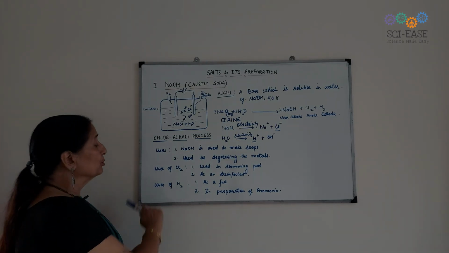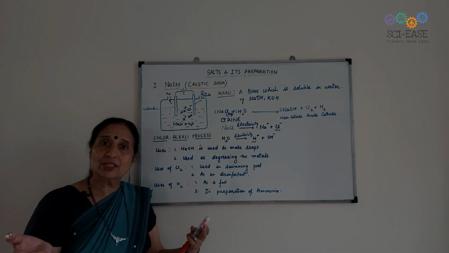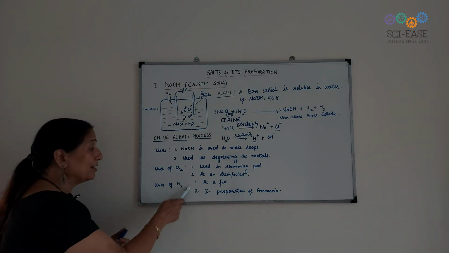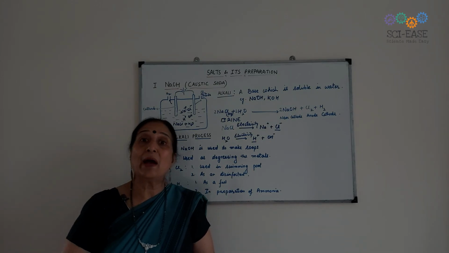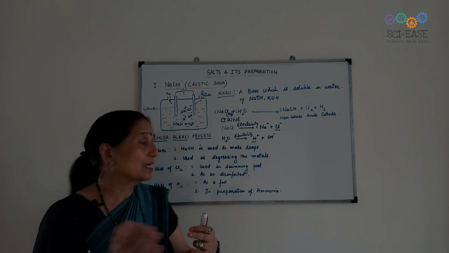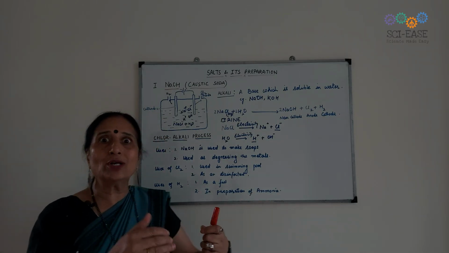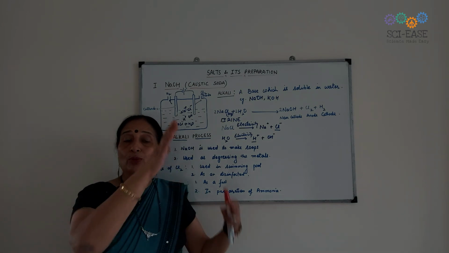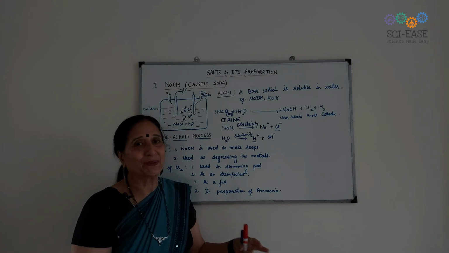Now the uses of hydrogen. Hydrogen is a very good fuel. Liquid hydrogen is used in jets, rockets, etc. Also, hydrogen is used in the preparation of ammonia by Haber's process, which you will study in higher classes, in 11th class. Ammonia is very necessary because various fertilizers are formed from it. So this is all about sodium hydroxide or caustic soda.